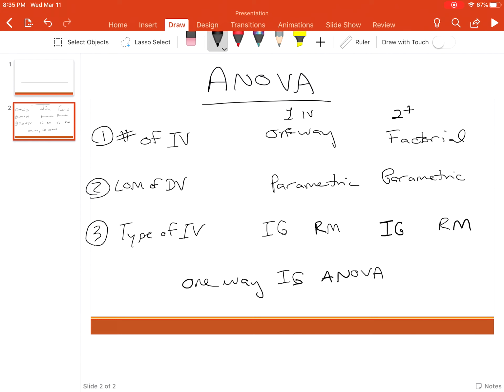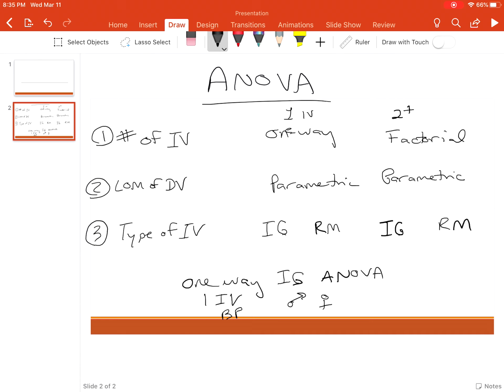A one-way independent groups ANOVA tells us that we have one independent variable, maybe it's gender, and we're testing two separate groups. And maybe we're looking at blood pressure, but we're doing two separate groups. So we're doing men versus women.